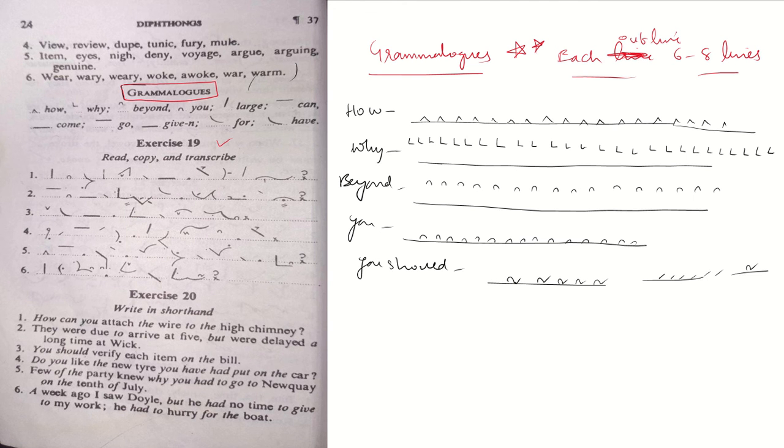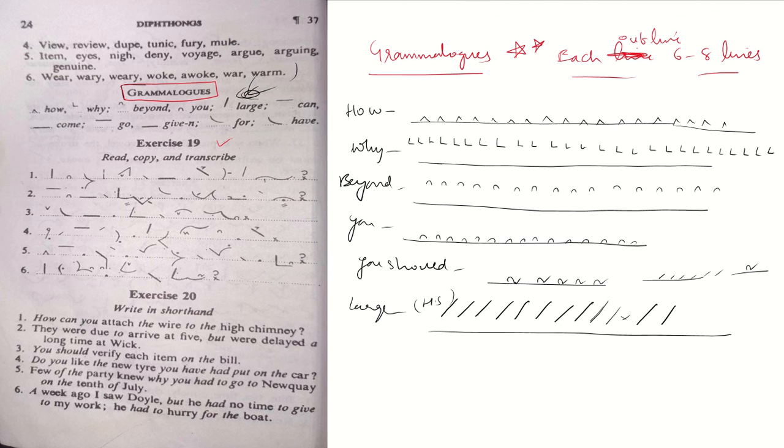Next we have "large". Above the line, if you write J, a heavy stroke, it will become large. It is not a light stroke. It is a heavy stroke. Large, large, large. Hope you practice it.